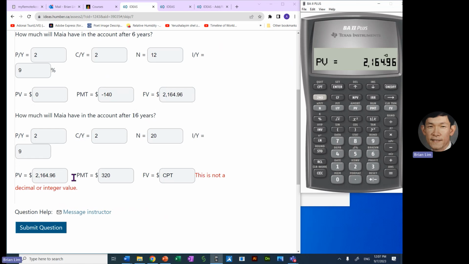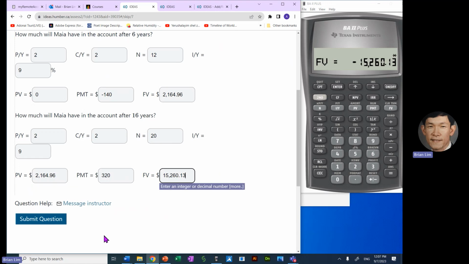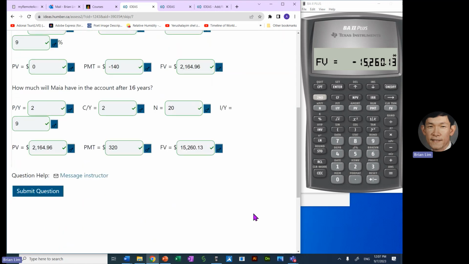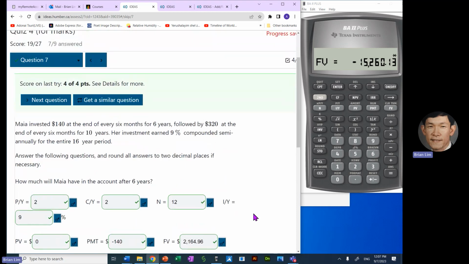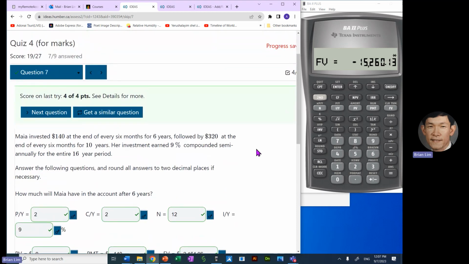If you recall the present value, we would see we have this number, which was transferred from the future value previously. Payment is 320, so we must put it in as positive. Why? Because the present value is also positive. Now we can compute the future value. There we are. The answer is 15,260.13. And everything is correct, just like how we learned from the last question in the last episode.